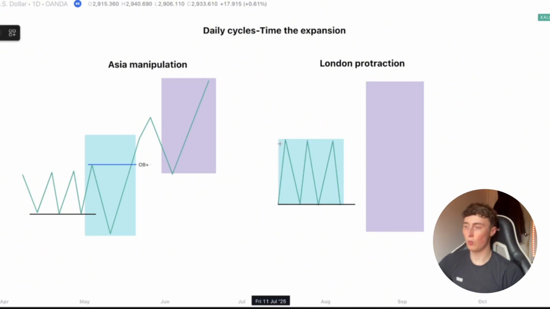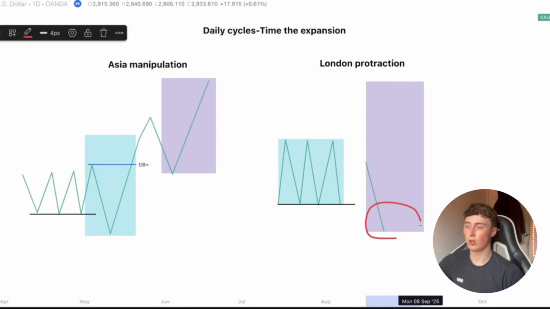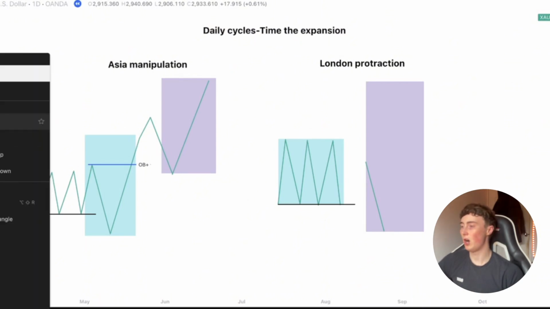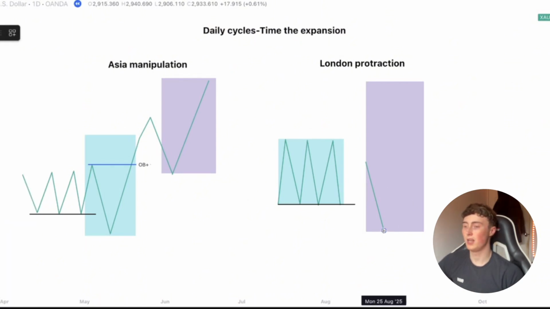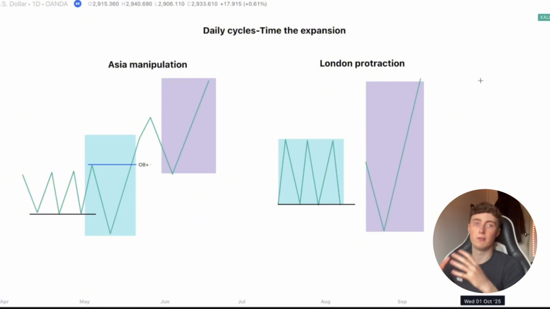And then from there, we want London kill zone to do the manipulation, right? So you want London to open up and run lower beneath Asia's low. The difference between these two is Asia does the manipulation in the first, and in this one, London does the manipulation. Once we get that manipulation in London, we can look for the entry signal, which is the next part of the strategy I'm going to show you. And then from there, we know that there's a very high probability that London is now going to impulse towards a target. So yeah, this is what the daily cycle is about. It's just about being able to time that expansion very, very accurately.